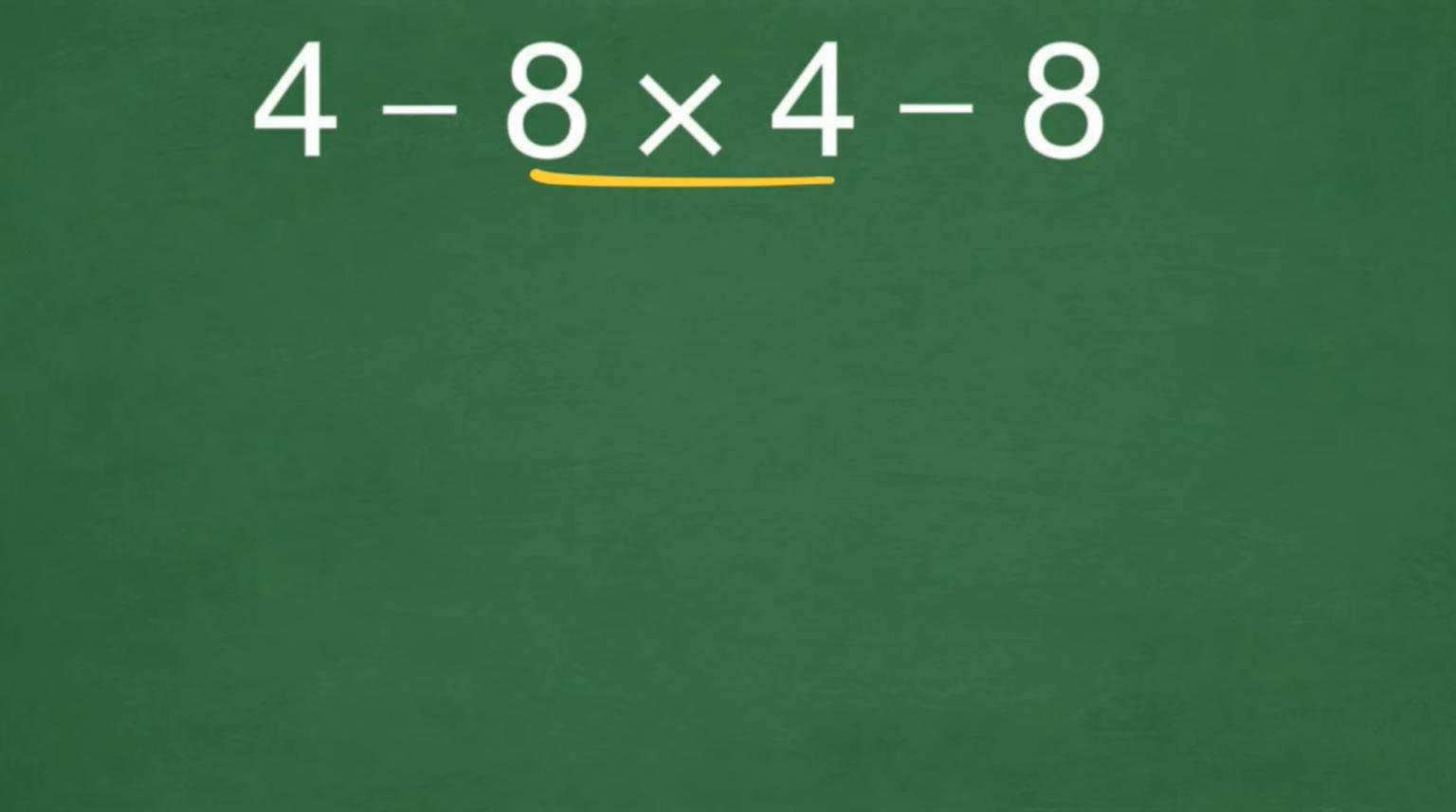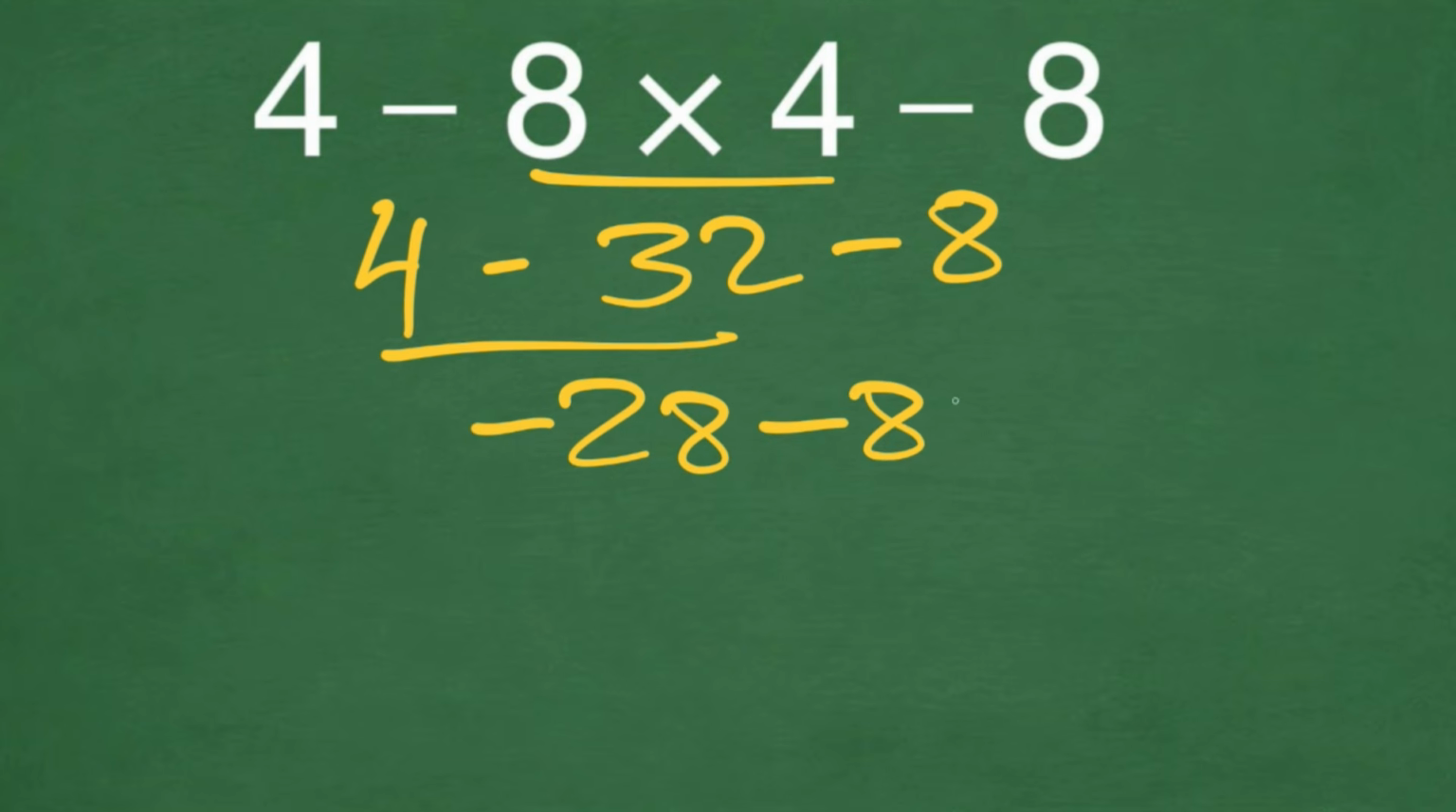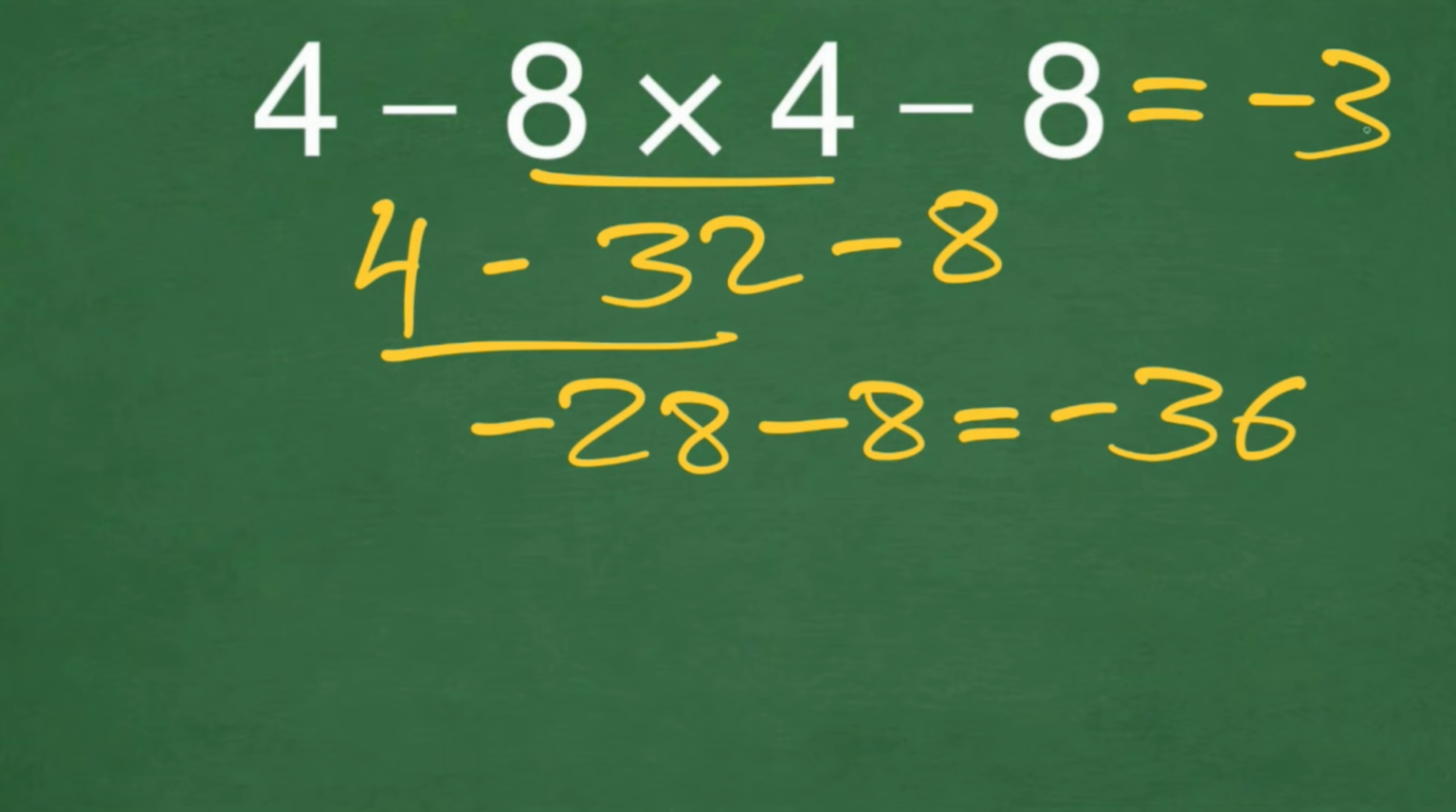So 8 times 4 gives us 32. And 4 minus 32 minus 8 is going to be the next equation. And 4 minus 32 is negative 28. And negative 28 minus 8 gives us negative 36. So the final answer to this question is negative 36.